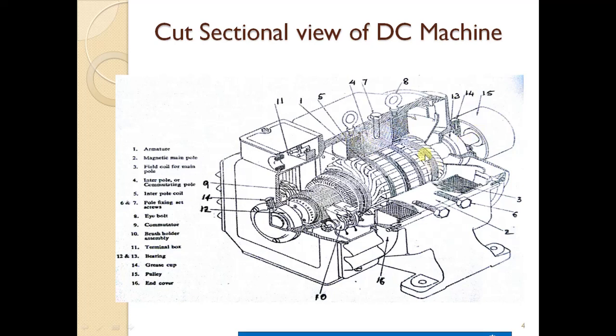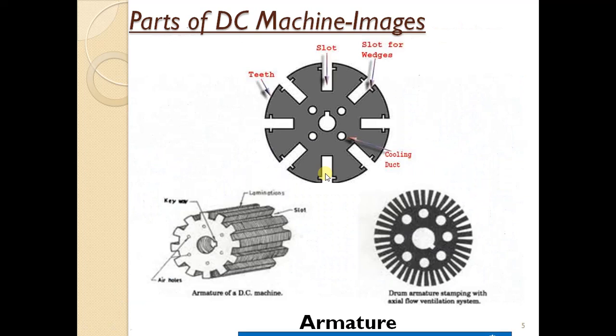and here we have the armature, and this is the commutator. From here to here it is the riser portion of the commutator, and this is the commutator, and you can see these are the brushes which we placed on the commutator. So this is what a cut sectional view of a DC machine. Before going further, let us see some images which give more details about the constructional features of DC machines, how the armature looks, how the commutator looks exactly.